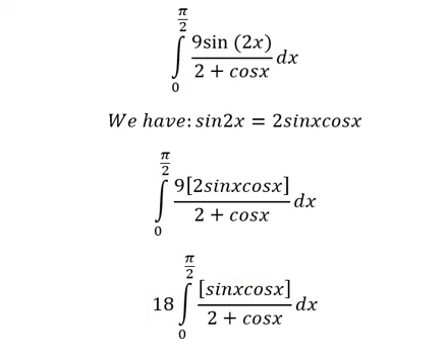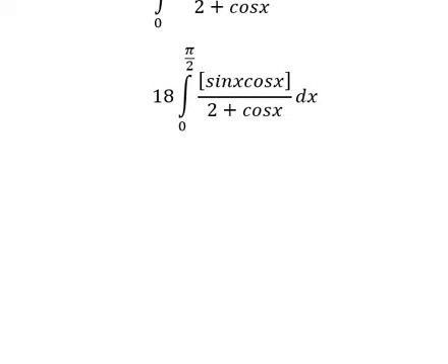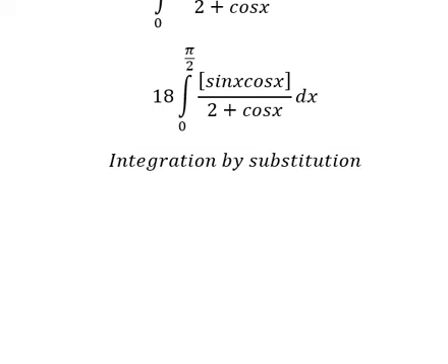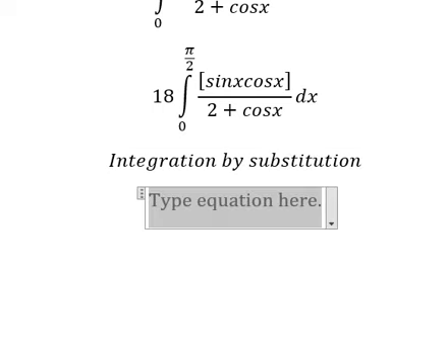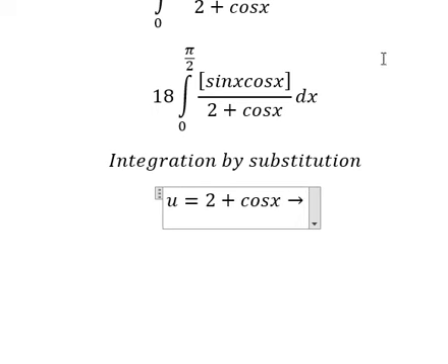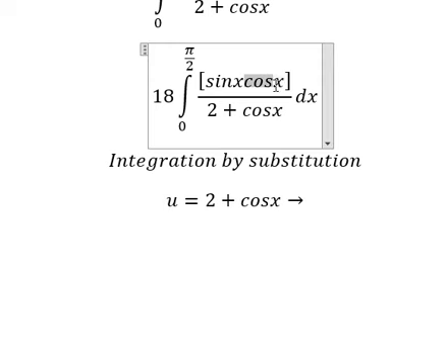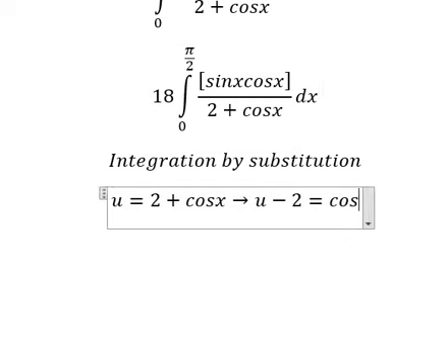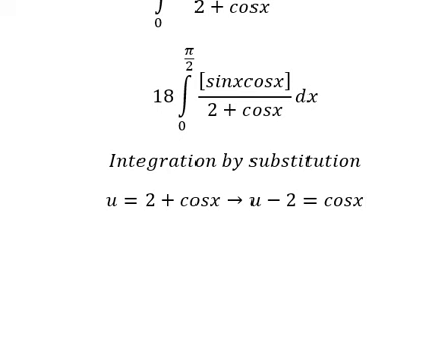Next, we can use integration by substitution. So I will put u equals to number 2 plus cosine x, because we have cosine x. So I will put number 2 go to the left. Next, we need to do first the derivative for both sides.